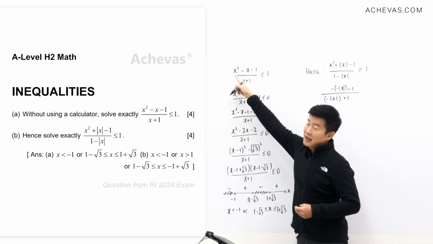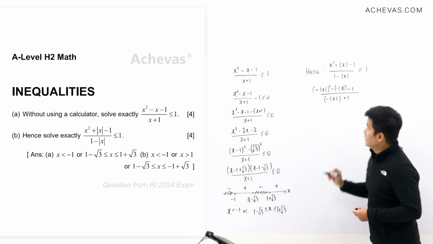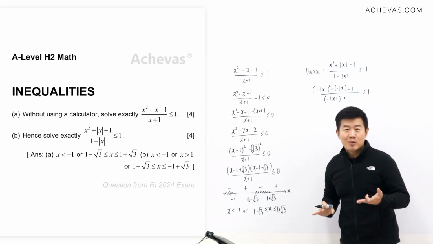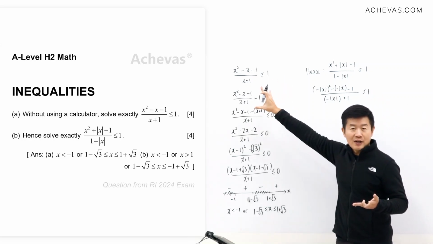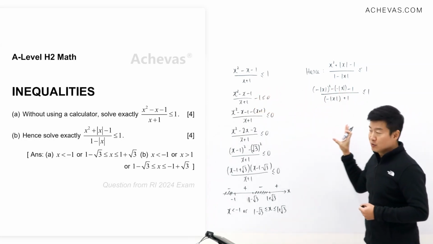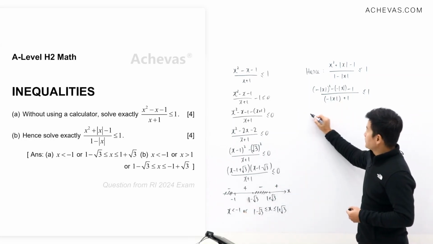Similarly, for this x squared, if I were to replace it by minus modulus of x, then square, I'm going to be getting this. Okay, so this is less than or equal to 1, and with this observation, we can be quite certain that as long as we replace all the x by negative modulus of x, I will be able to deduce the answer based on this. So let's do a replacement for this also.